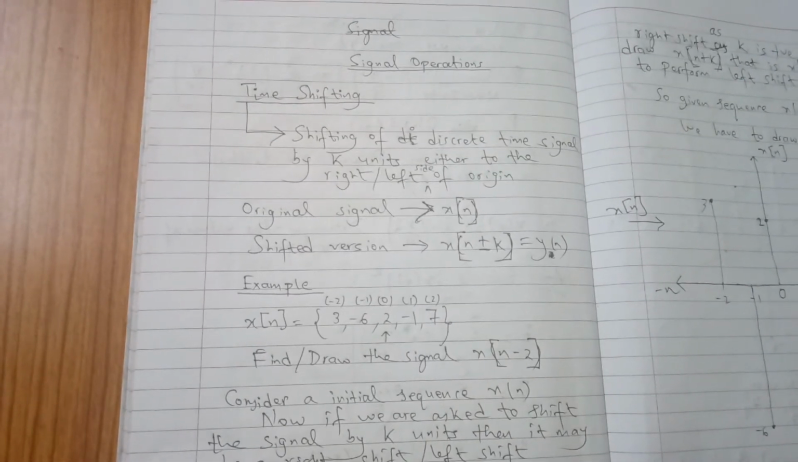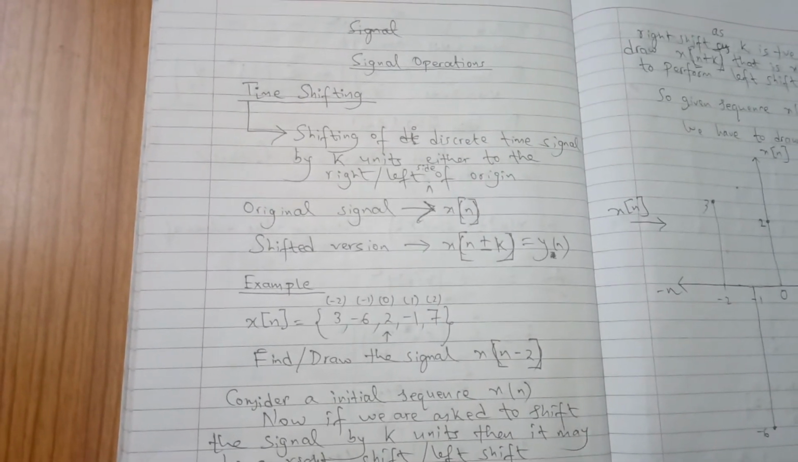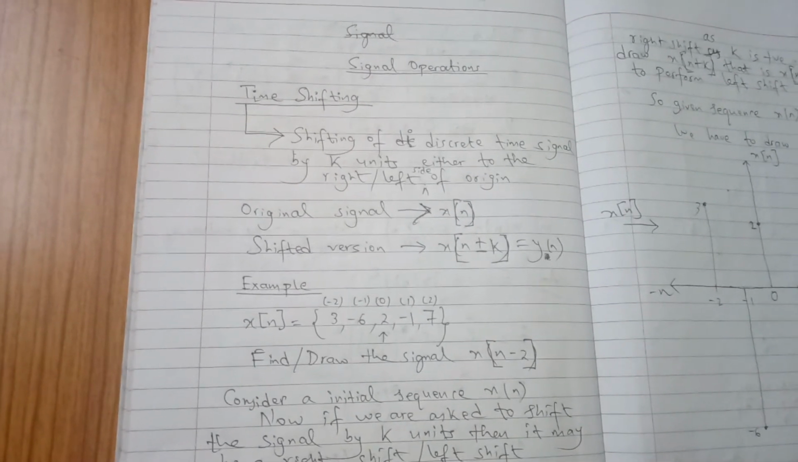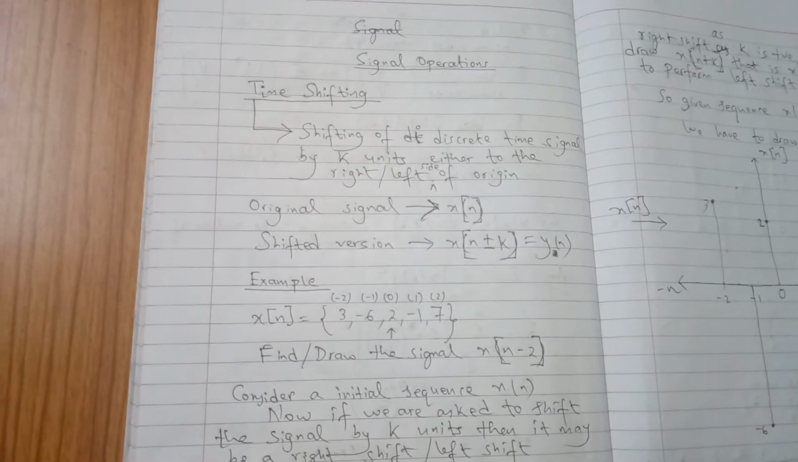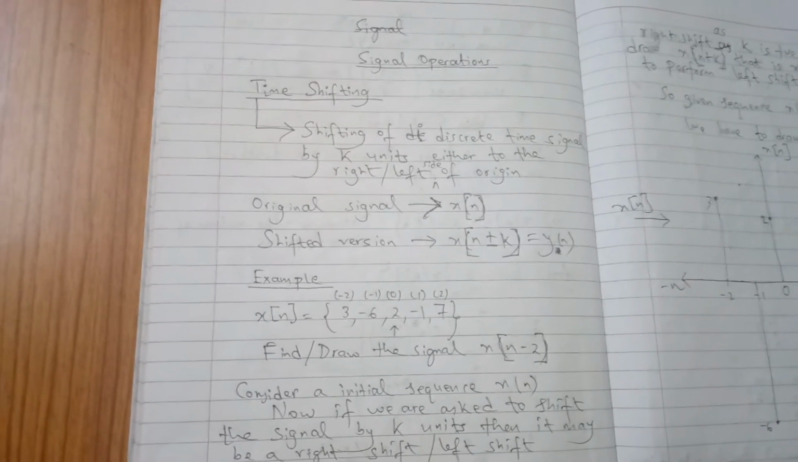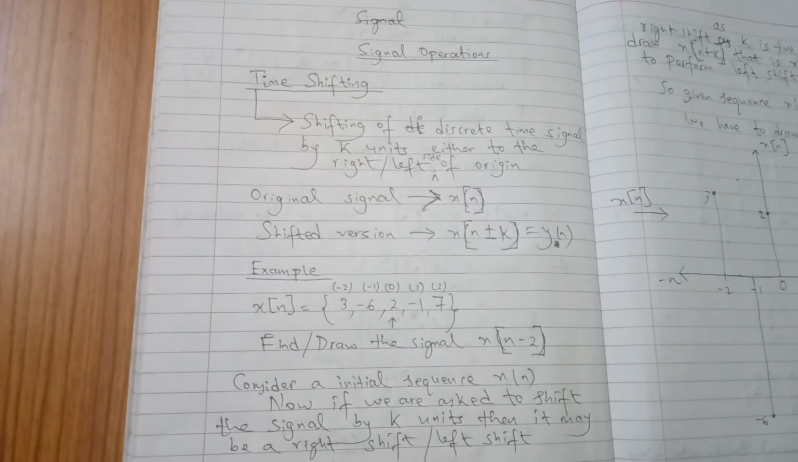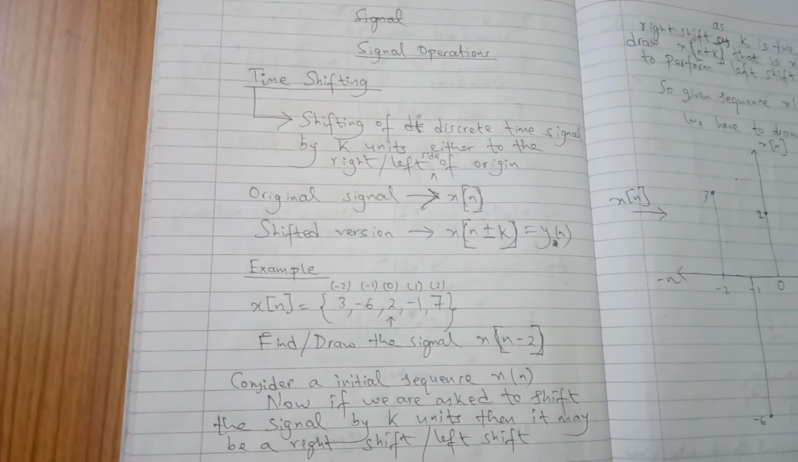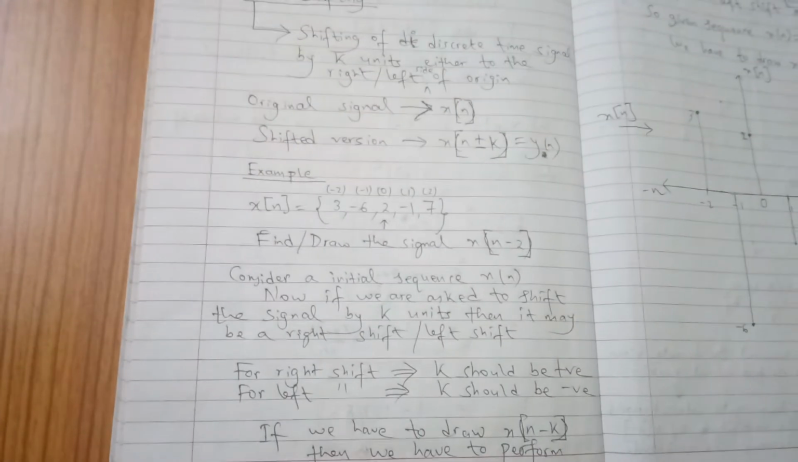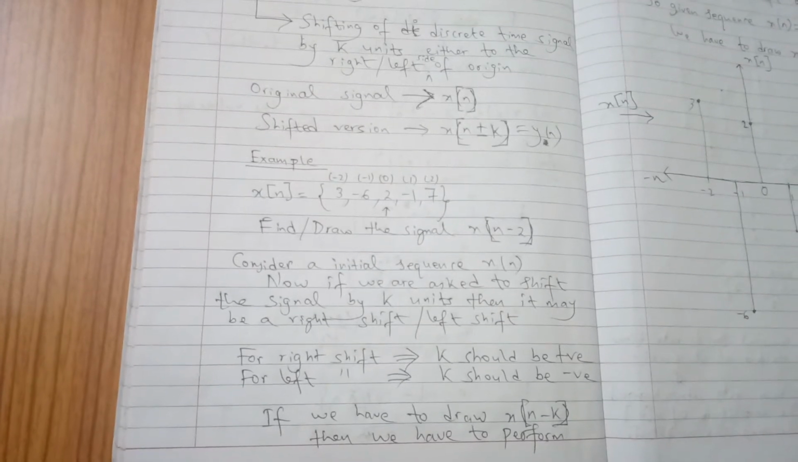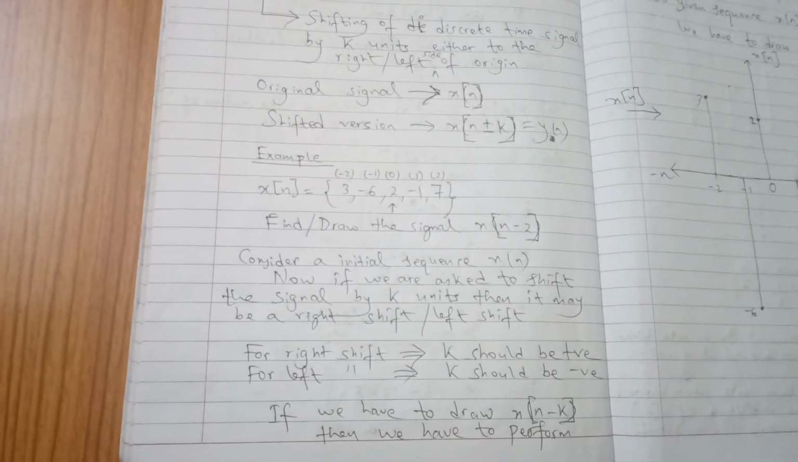So the statement x of n plus minus k means we are shifting the original discrete time signal x of n either to the right hand side or left hand side of the origin by k units. So we need to know when to perform right shifting and when to perform left shifting of the discrete time signal. For right shifting, k should be positive, and for left shifting, k should be negative.